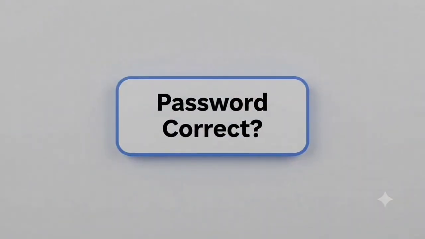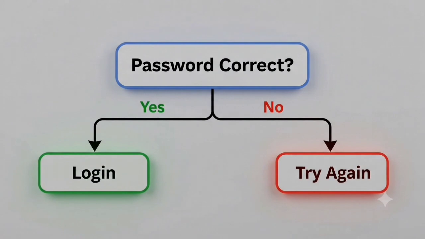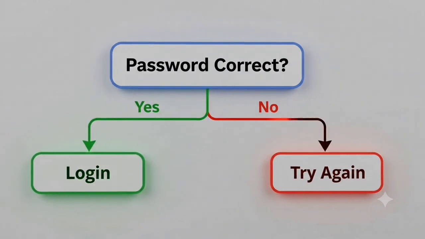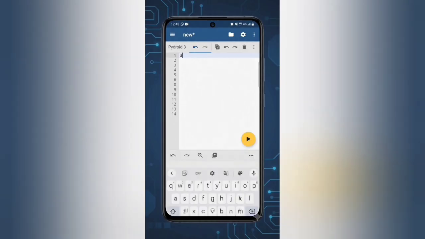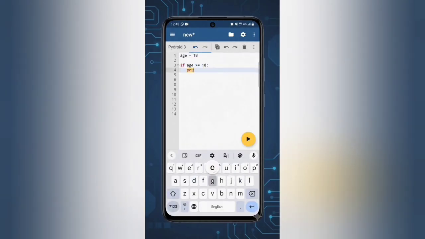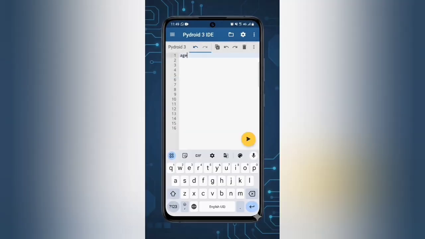In Python, we use if-else statements to make decisions. The if statement checks a condition. If the condition is true, the code runs. If the condition is false, the else block runs.